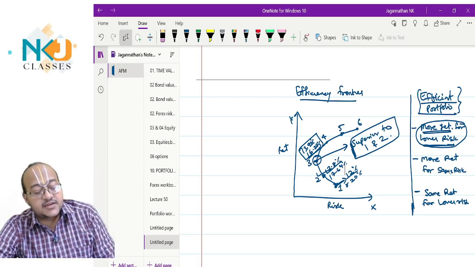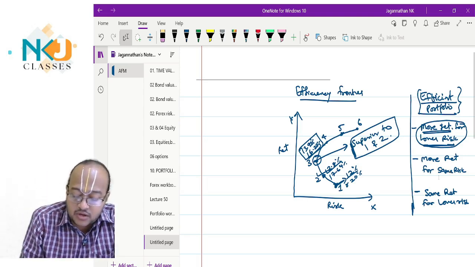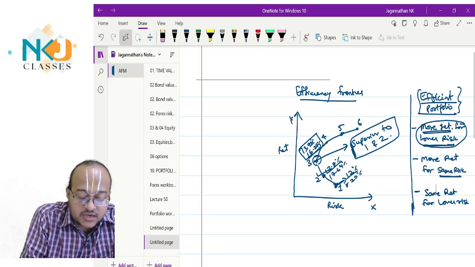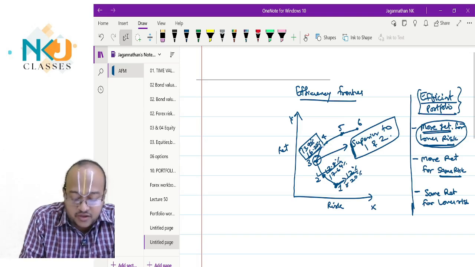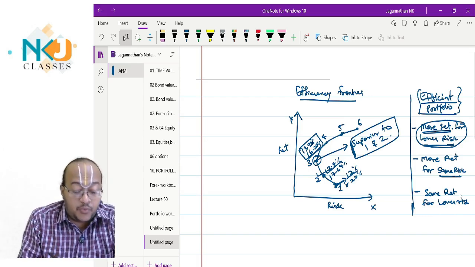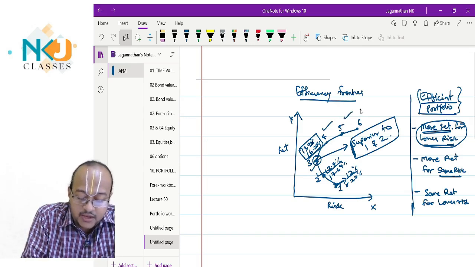Portfolios 4, 5 and 6 are there. They are giving more return for the same risk, or risk is also increasing. Risk is higher, but they are giving higher return. So all these are superior. All these are efficient: 3, 4, 5 as well as 6.